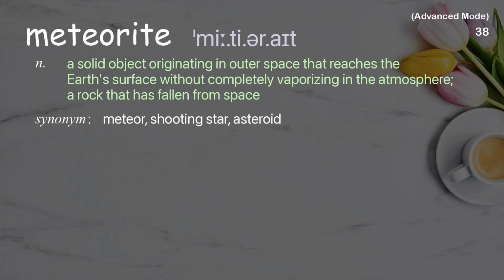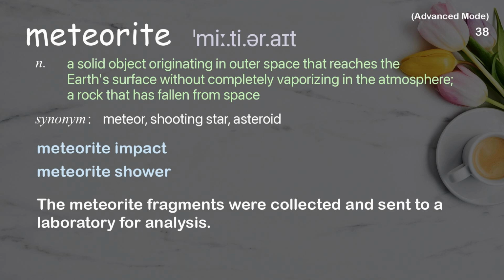Meteorite. A solid object originating in outer space that reaches the Earth's surface without completely vaporizing in the atmosphere; a rock that has fallen from space. Examples: Meteorite impact, meteorite shower. The meteorite fragments were collected and sent to a laboratory for analysis.